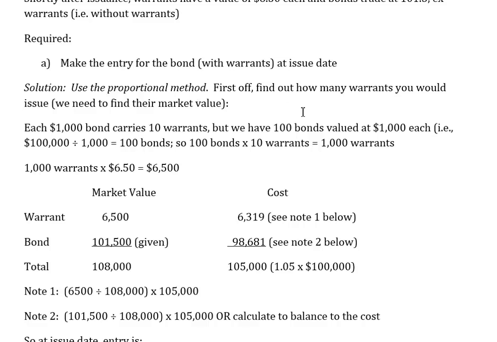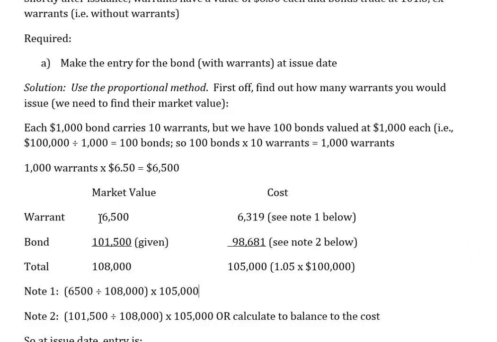So first off, in order to value the warrants, or to split this cost of buying the bond that has the warrants attached, we need to make sure that we know the market value of the warrants and the market value of the bond. And we're going to use those market values in order to allocate the cost. This is what the proportional method says we need to do. You'll remember we did study the proportional method in a previous chapter as well.